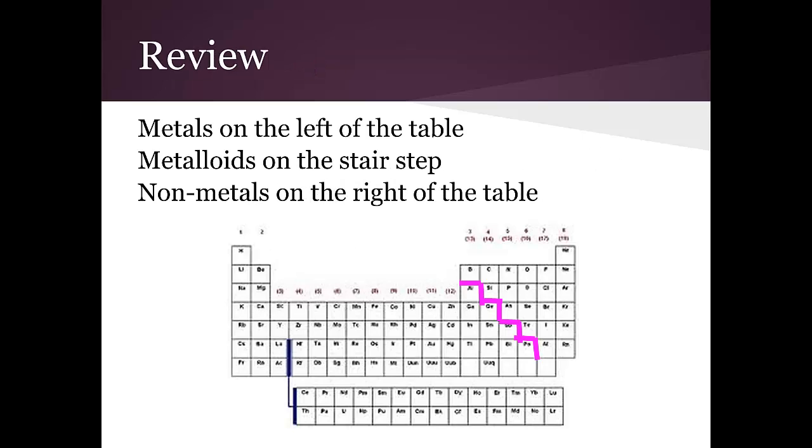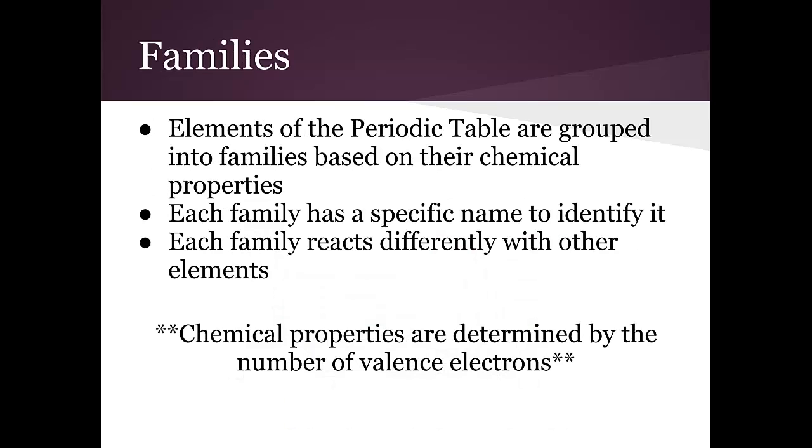Okay, quick review. We know metals are on the left side of the table. Remember, we have our little stair step here. Metals are to the left of that. Metalloids are going to be on the stair step, and then nonmetals are to the right. Okay, remember our vertical columns or groups are called families. Families and groups are kind of interchangeable. We can use either word.